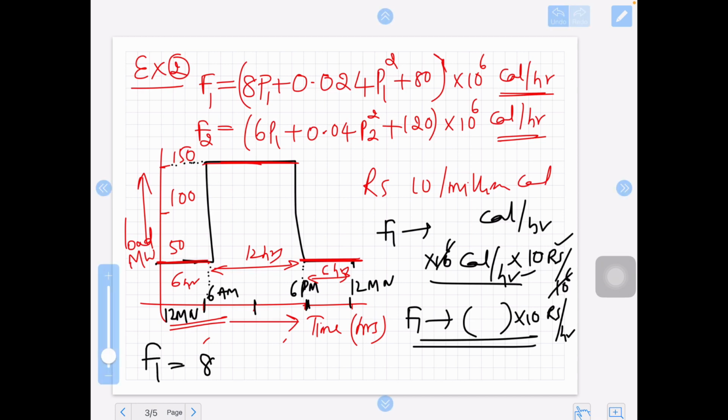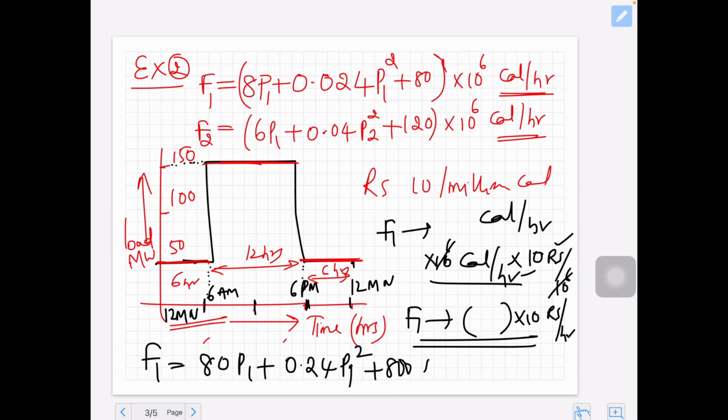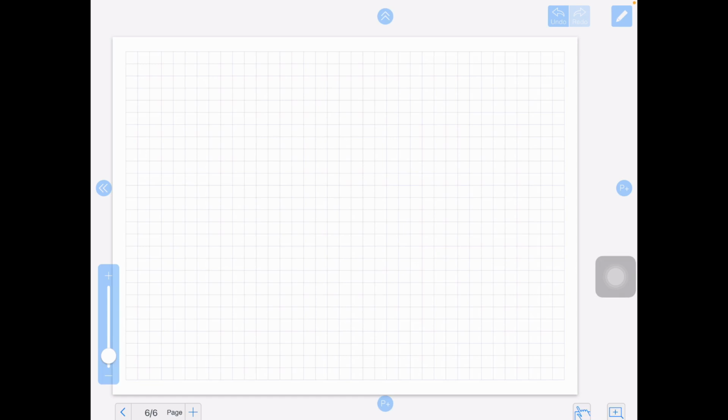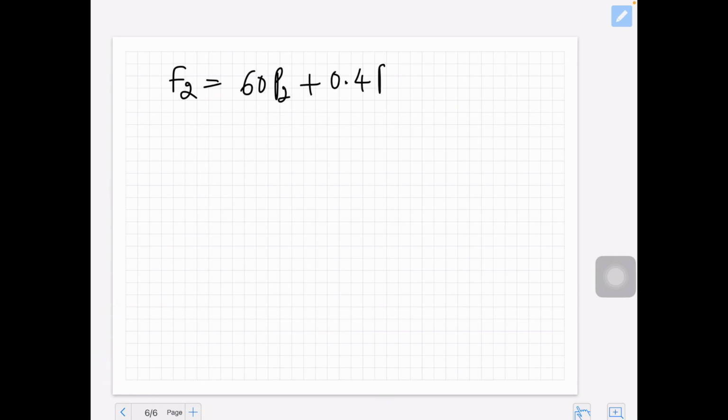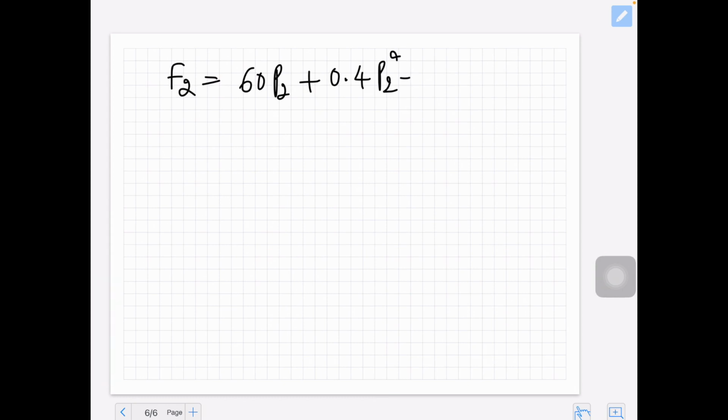You are multiplying with 10. So 80 P1 plus 0.024 into 10, which gives 0.24 P1 square plus 800. This is rupees per hour. Similarly, you will get F2 is equal to 60 P2 plus 0.4 P2 square plus 1200 rupees per hour.